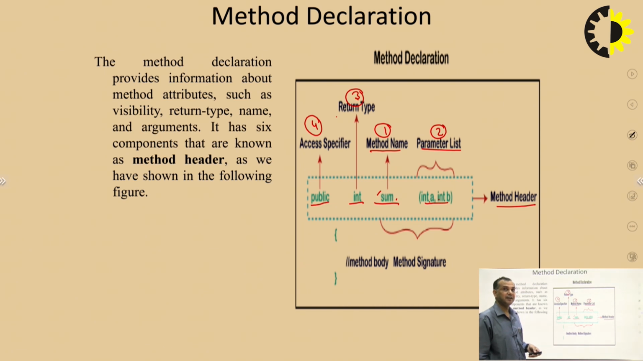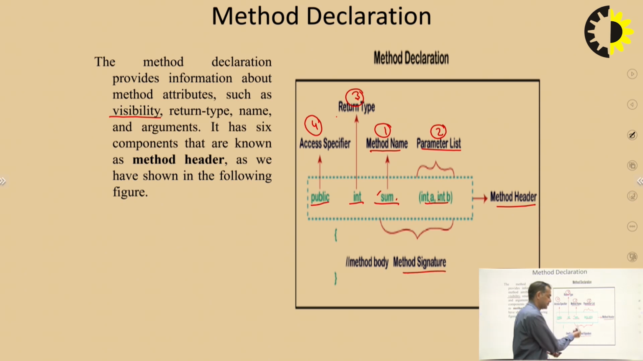It shows the visibility of the method that we defined here. What is the return type? What is the method name? What arguments has it used? So it has 6 components that are known as the method header, as shown here. When we declare it completely, it is known as the method header, or we can say the method body or method signature.